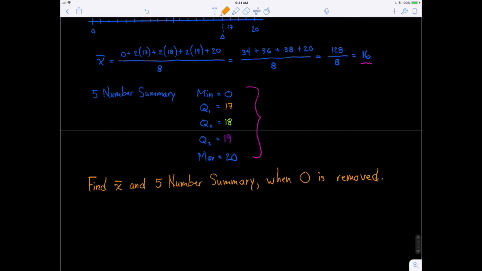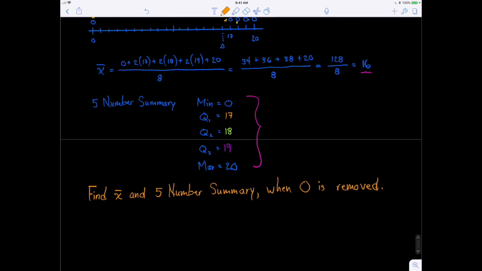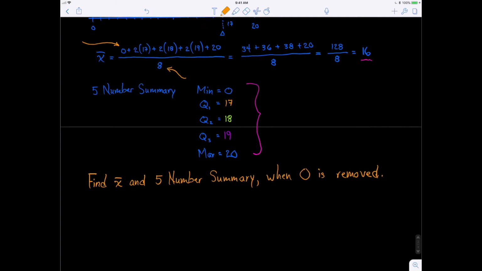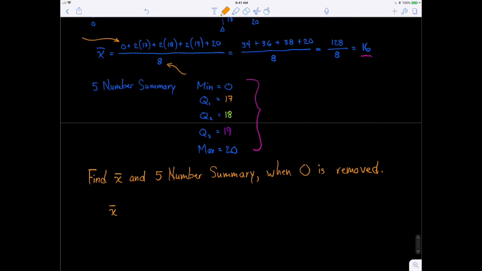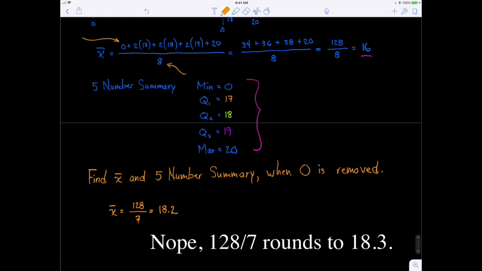So notice that I can just reuse these calculations from up above, except for now this 0 isn't here, and the number of data in my data set is now 7. So if I do that, then I'm still going to come up with x bar equals 128, because the 0 didn't affect the sum. But now I'm going to divide that by 7. And if we take 128 and divide it by 7 and round correctly, we come up with 18.2. And remember, since the data is in whole numbers, we round to the nearest tenth.